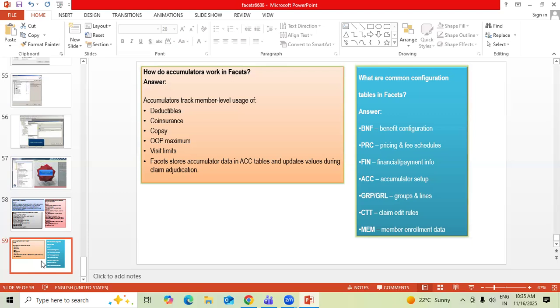Now, what are the common configuration tables in Facets? One is BNF, which is for benefit configuration. Next, for pricing and fee scheduling, we use PRC as a table. For financial and payment information, we use FIN. For accumulator setup, we use ACC. For groups and lines, we use GRP or GRL. For claim edits and rules, we use CTT. At the same time, for member enrollment data, we use MEM.